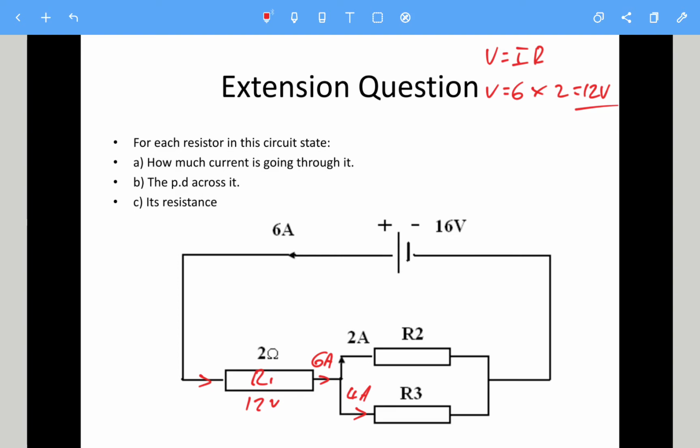Now the tricky one that people really fall down on is the voltage of R2 and R3. If we've got 12 volts on R1, what we need to do is look at how many volts we've got in total, which is 16. So the total voltage across R2 and R3 will be 4 volts, because 16 take away 12 gives us 4 volts. What you've got to remember is that R2 and R3 are in parallel with each other, so they will have the same voltage. So the voltage of R2 and R3 is 4 volts.